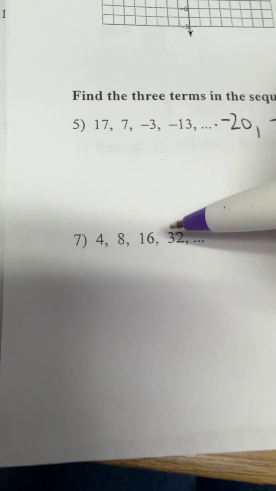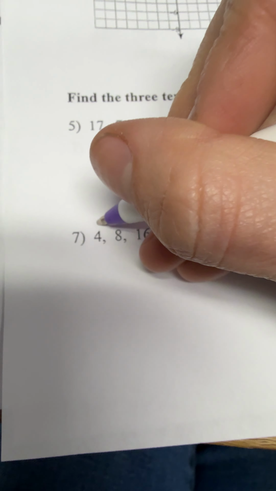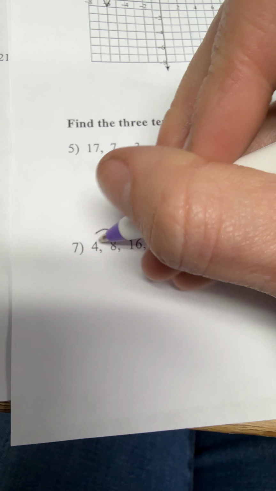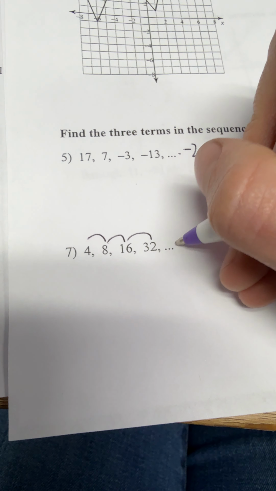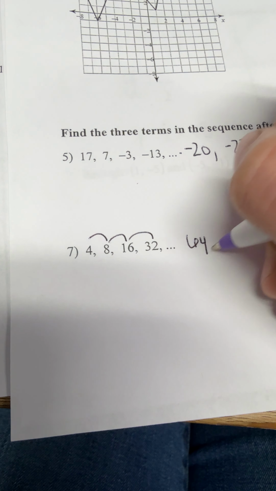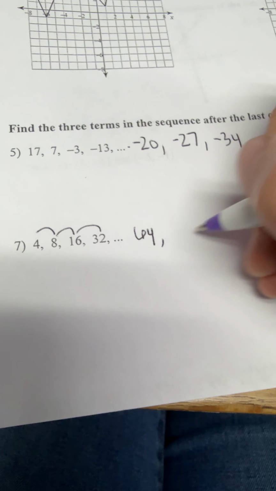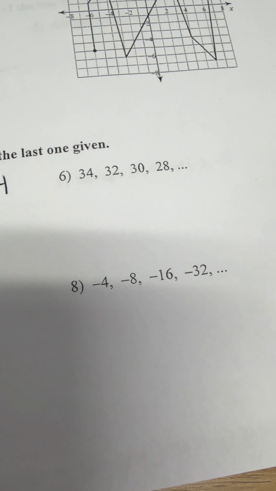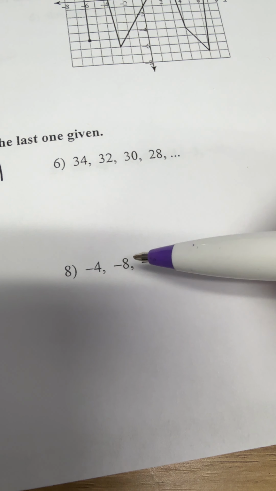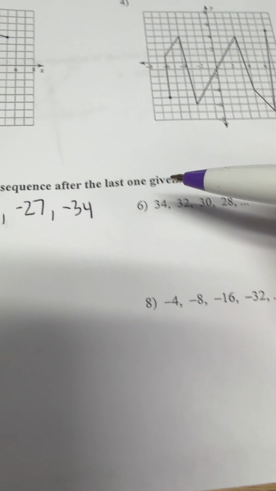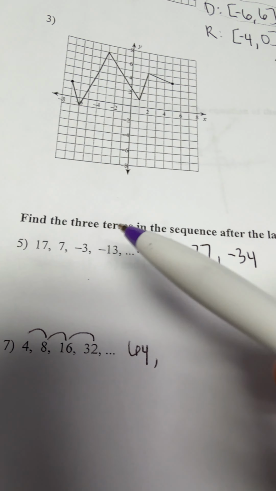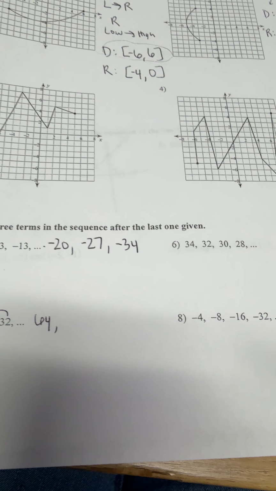But on these ones, the last two, it's actually multiplication. So this was times 2. 4 times 2 is 8. 8 times 2 is 16. 16 times 2 is 32. So the next term would be 64. And then I would double that, etc. Looks like here, this is times 2, times 2, times 2, times 2. So it's asking for the next 3 terms in each. I didn't quite finish, but you can.